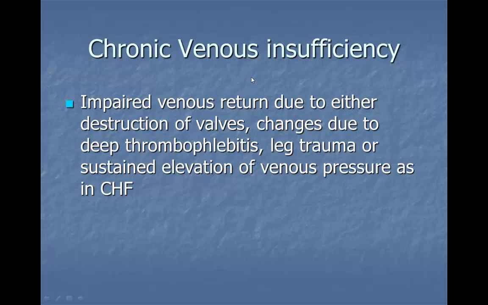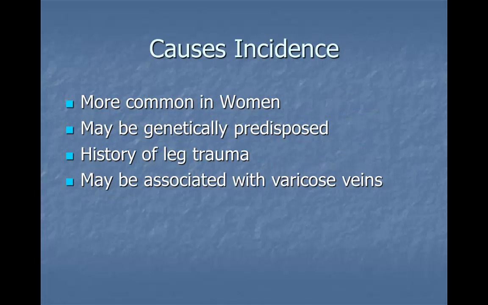But chronic venous insufficiency is basically an impaired venous return due to destruction of the valves that could cause deep thrombophlebitis and elevation of venous pressure, as in CHF. Causes, again, same as peripheral artery disease, it is very common in women, and it could also be genetically predisposed. Patients tend to have a history of leg trauma and it is associated with varicose veins.